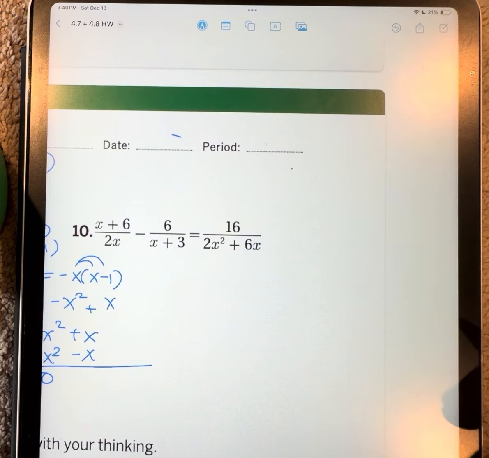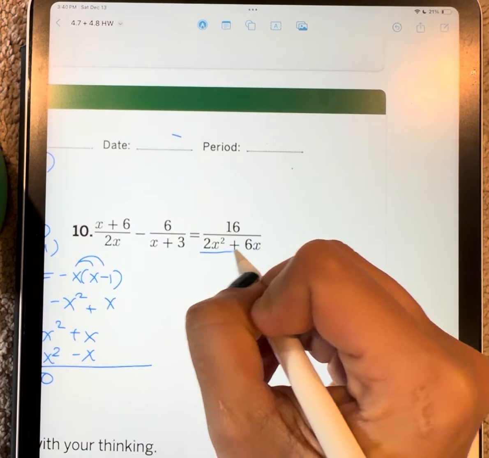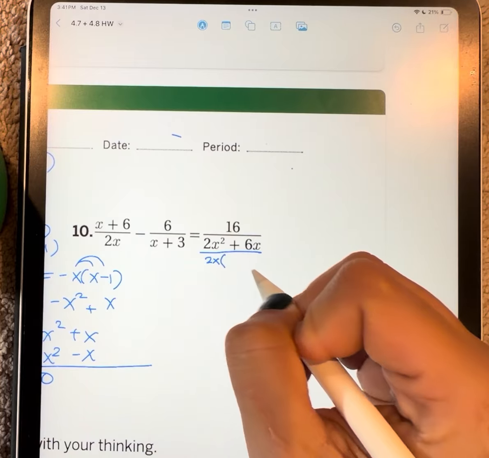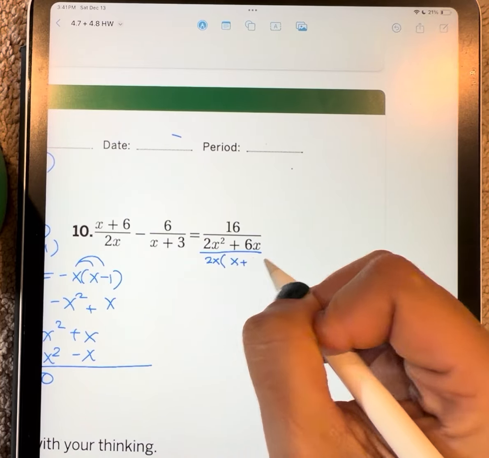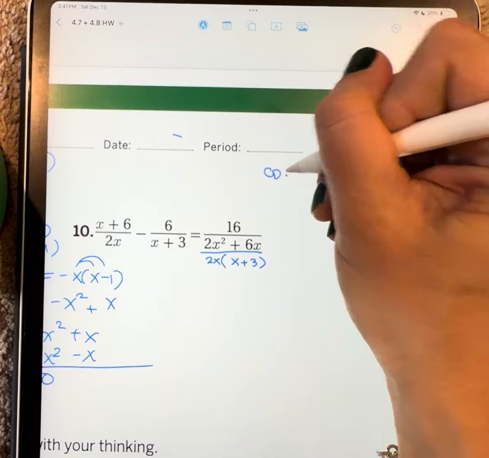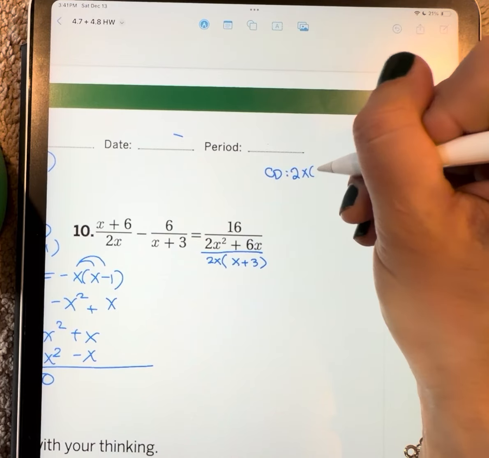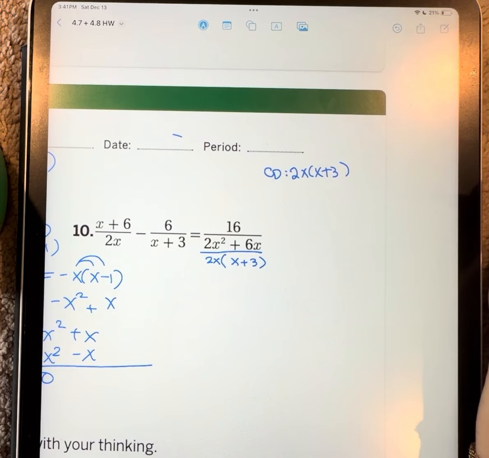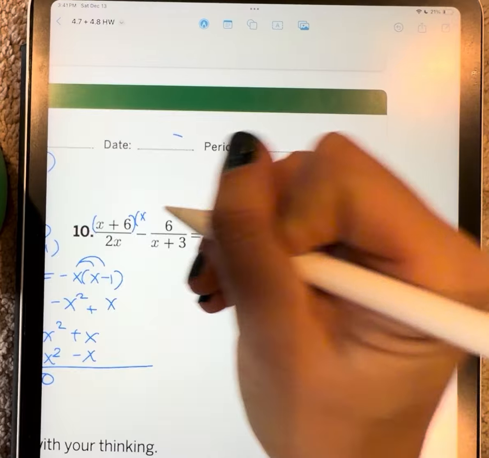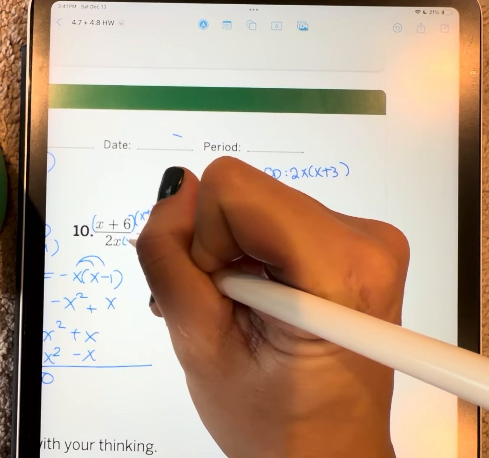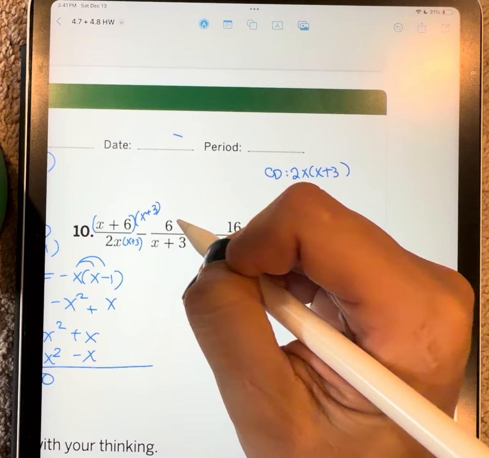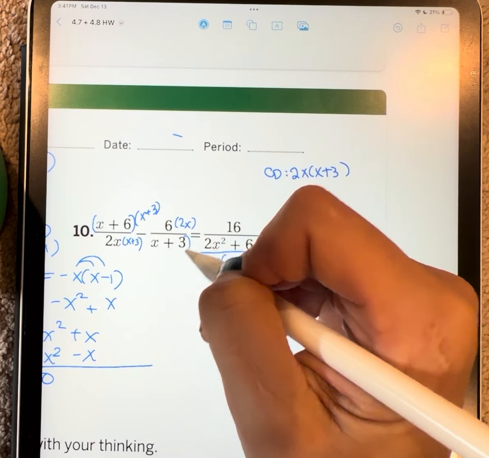Let's see what we have. I want to factor this by taking a 2x out of it. When I take a 2x out, I'm left with an x plus 3. That makes my common denominator 2x times x plus 3. So that means that this fraction needs the x plus 3 on top and bottom. This fraction needs a 2x on top and bottom.